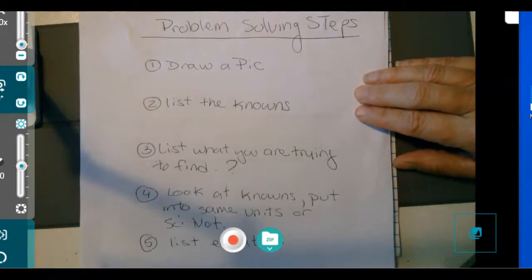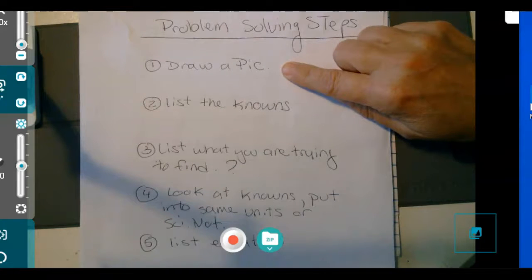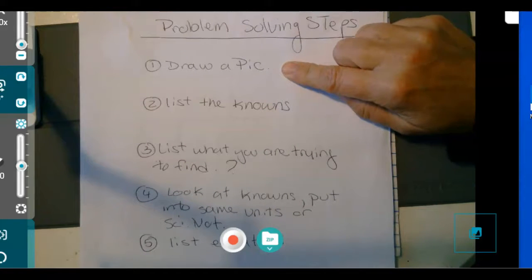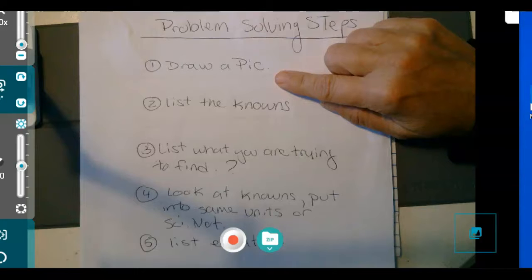So problem solving steps. First thing is you always want to draw a picture. Now, it might seem pretty silly to do that for this type of problems, but very quickly we're going to get into problems where you're definitely going to want to know what's going on. So drawing a picture is definitely a must.